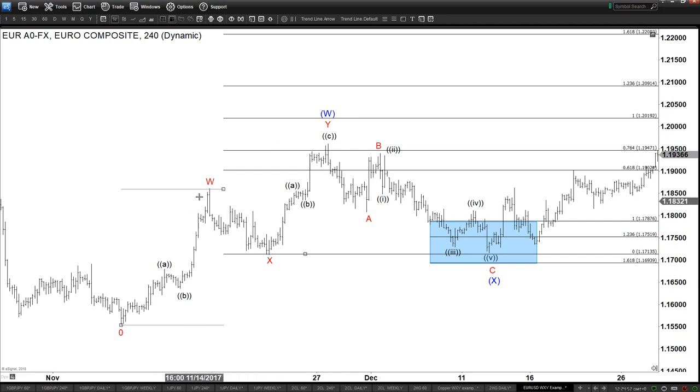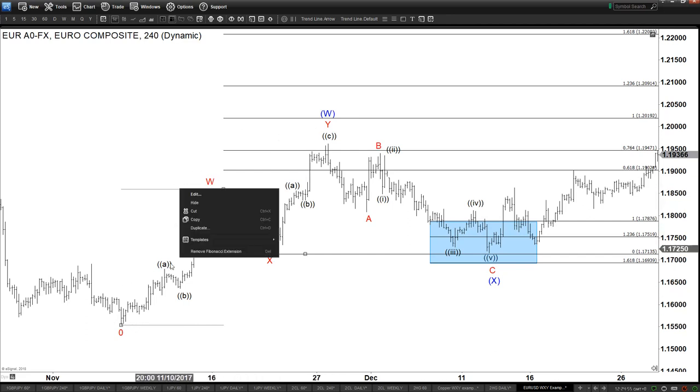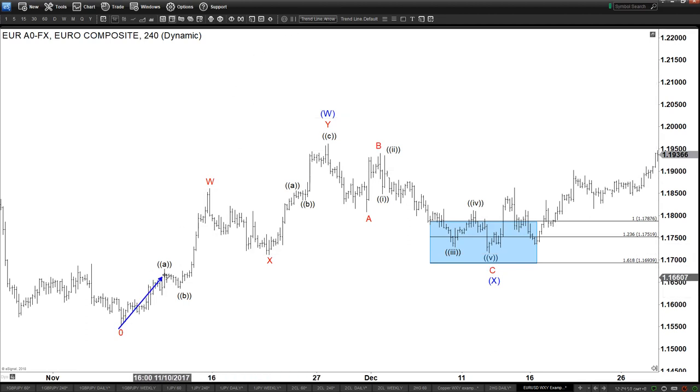Now, the W here is subdivided into another 3 waves. So this is a zigzag ABC, right? So we got 5 waves here, impulse, 5 waves here, impulse. So it's an ABC zigzag that forms the first leg of this W of the higher degree. Then we got the correction, the X, and then we got the Y, which is also subdivided into another ABC. We can see 1, 2, 3, 4, 5, then a B, then 1, 2, 3, 4, 5 C. So we have what looks to be another zigzag on the right side as well.